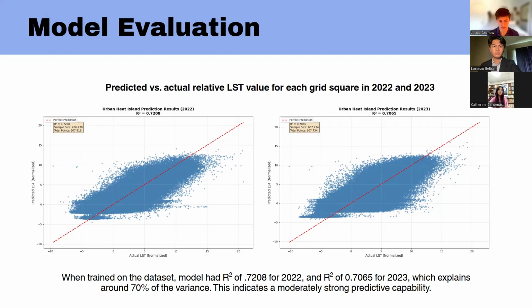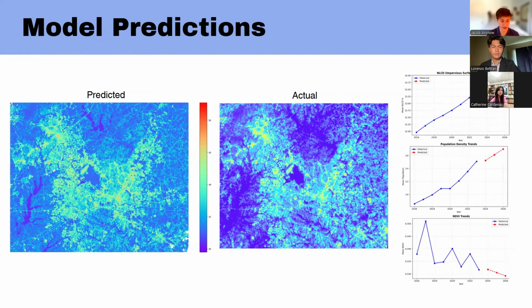The mean percentage error of the dataset was around negative 0.4 degrees Celsius, suggesting that the model tended to overpredict low LST values. Since there was a higher density of low LST values in our dataset, the overall model tends to overestimate. So here are the predictive results as well.